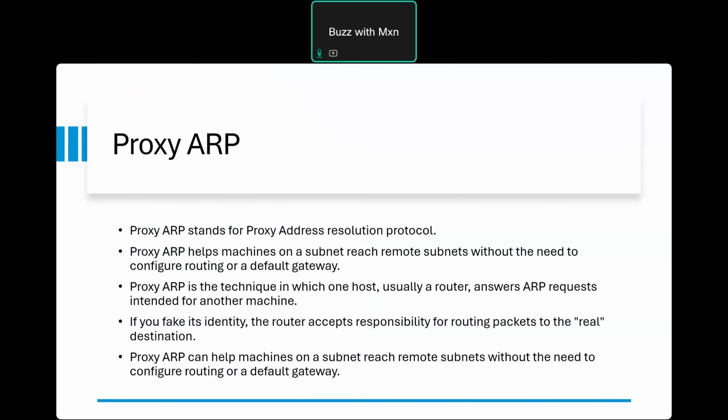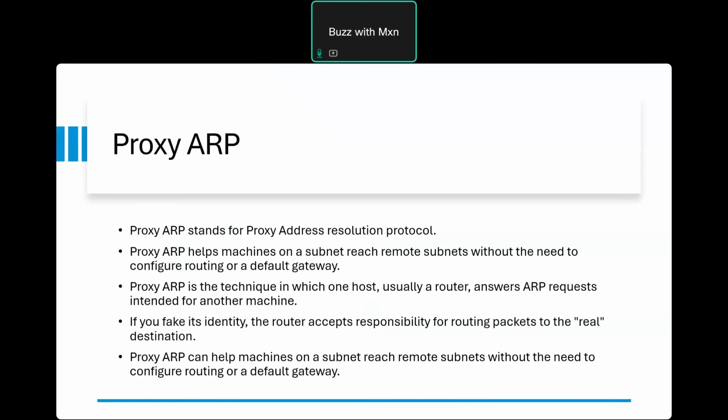What is Proxy ARP? Proxy ARP stands for Proxy Address Resolution Protocol. You must be aware of the Address Resolution Protocol. It's basically a subtype of ARP. There are various subtypes like inverse ARP, gratuitous ARP, proxy ARP, and many more. So this is a subtype of ARP, and it stands for Proxy Address Resolution Protocol.